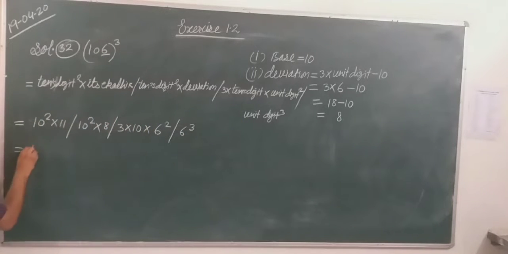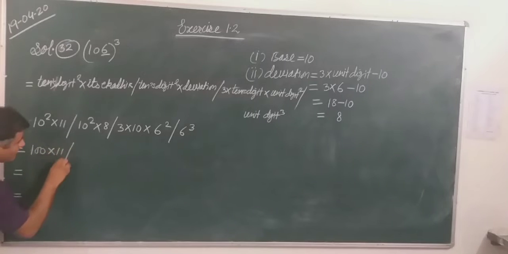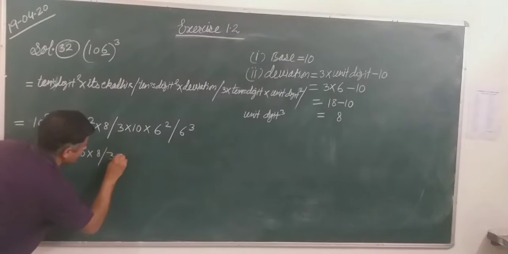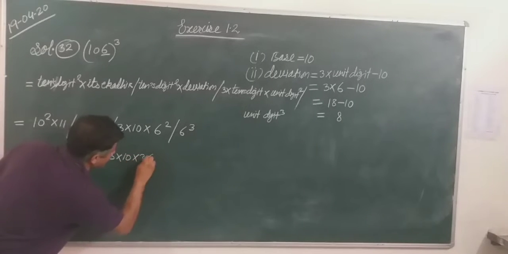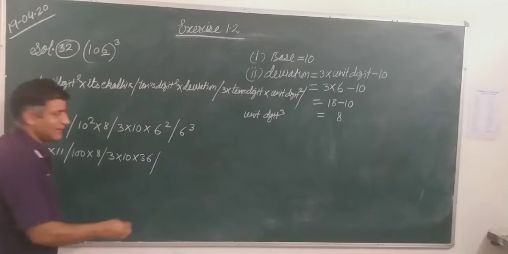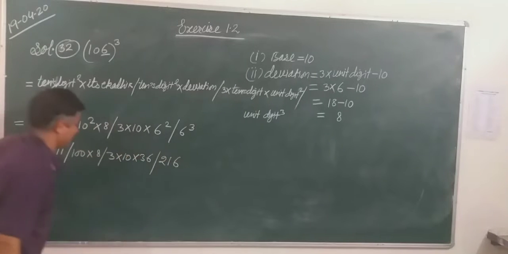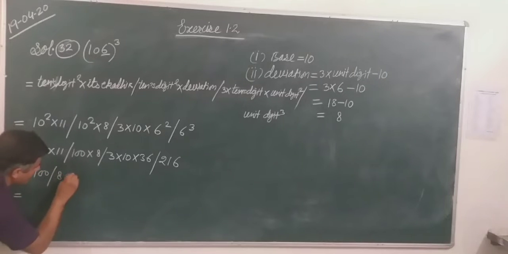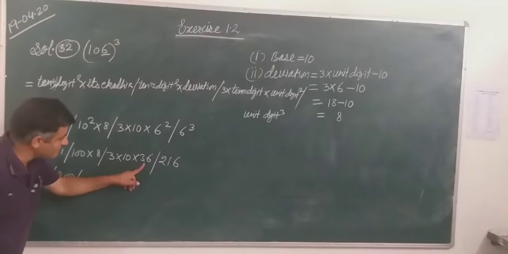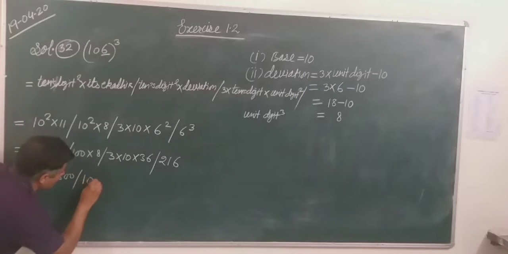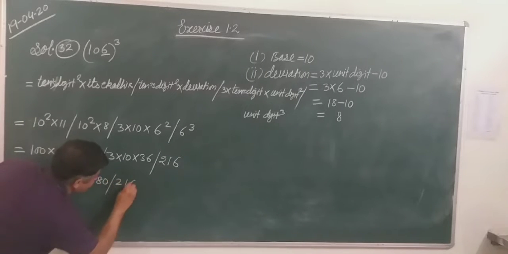Then from here, 10 square is 100 multiplied by 11, oblique 10 square is 100 multiplied by 8, oblique 3 into 10 into 6 square, which is 36, and 6 cube. 6 into 6 into 6: 6 sixes are 36, and 36 times 6 is 216. Then the next step: 11 times 1 is 11. You will write the 20 in the last. Then 8 times 1 is 8. In the last you will write 2 zeros. And then 36 times 3 is 108. You will multiply 108 by 10 and get 1080. Then 216.